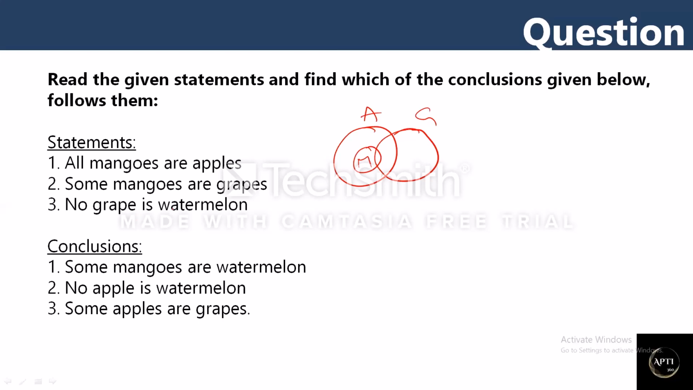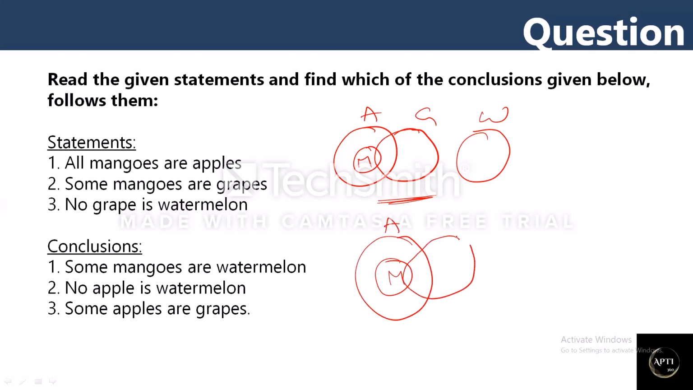Now, no grape is watermelon. No grape is watermelon means there should not be any connection between grape and watermelon. If you observe, this Venn diagram is the minimum case. Now, how can I draw the maximum case? All mangoes are apples and some mangoes are grapes. They mentioned that no grape is watermelon, which means the watermelon and grape circles should not intersect or be in contact. It doesn't mean it has to be on this side; I can draw it like this. Is there anything wrong if I draw the watermelon like this? They mentioned that watermelon and grapes should not be together, and here there is no connection between grape and watermelon. Condition satisfied. But here the watermelon circle is interacting with or disturbing other circles. This is the minimum case and this is the maximum case.